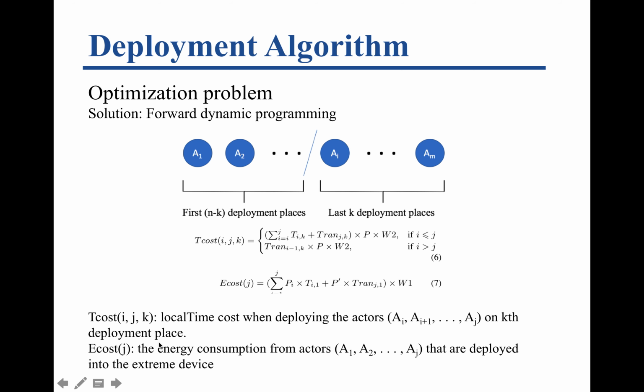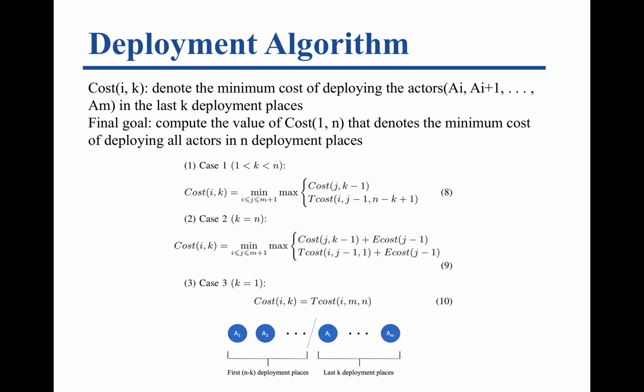E cost j means the energy consumption from actor A1 to Aj deployed into the extreme device. Another important symbol is cost ik, which denotes the minimum cost of deploying the actors Ai to AM in the last k deployment places. Our final goal is to compute cost 1n, which denotes the minimum cost of deploying all actors in n deployment places.